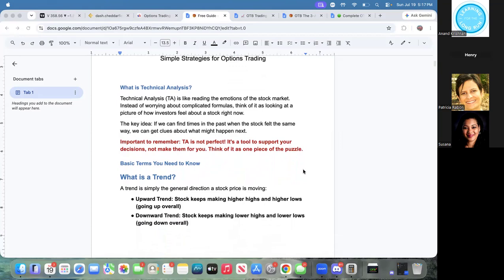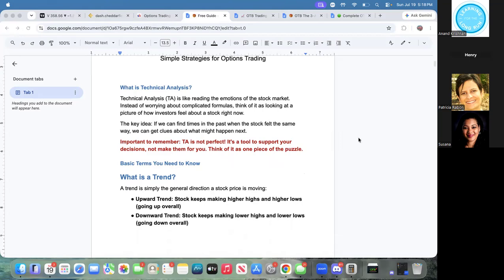Sometimes you might hear Japanese terms like harami, Heiken Ashi candles. Those are candlestick patterns. Sometimes you'll hear bullish engulfing, bearish engulfing patterns, bullish harami, bearish harami, three black crows, or three white soldiers.